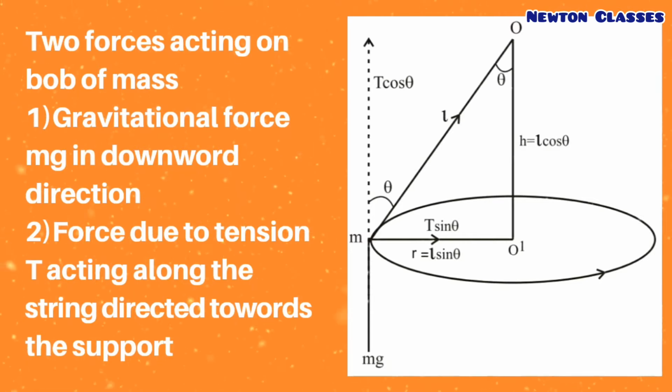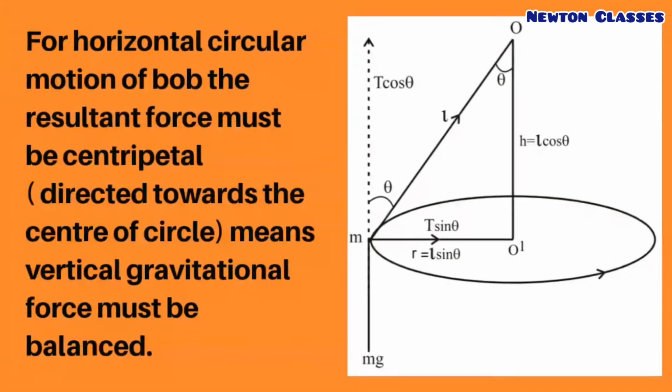In a conical pendulum, there are two forces acting on the bob of mass m. First is the gravitational force mg in the downward direction, and second is the tension in the string T, which acts along the string directed towards the support. For horizontal circular motion of the bob, the resultant force must be centripetal, that is, directed towards the center of the circle. It means the vertical gravitational force must be balanced.